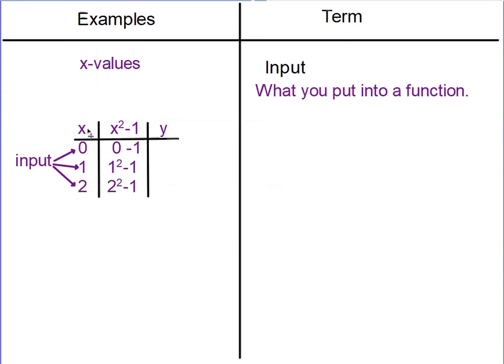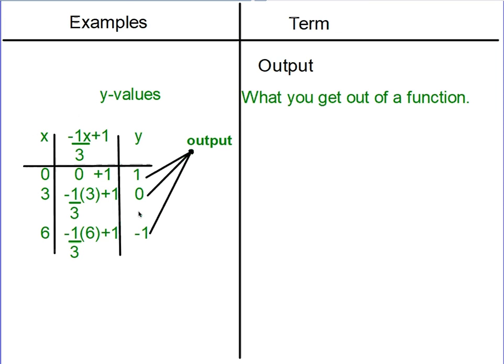So your input values are just the x values in general. For this example, x equal to 0, 1, and 2 are your input values, also known as your x values. So that's what goes into the function. Again, whatever you put in is your input, your x values, whatever you want to call them. Secondly, whatever comes out is the y value. So you plugged in your x, that's your input, and what comes out of the function is your output.